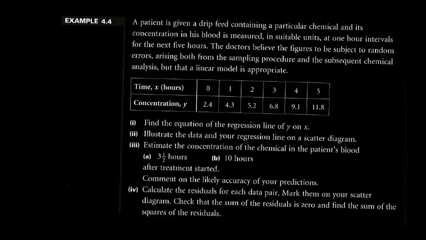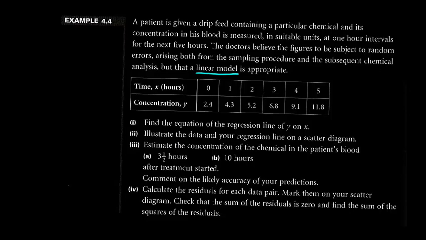A patient is given a drip feed containing a particular chemical. Concentration in his blood is measured in suitable units at 1 hour intervals for the next 5 hours. The doctor believed the figures to be subject to random errors arising both from the sampling procedure and subsequent chemical analysis, but that a linear model, and that's an important point they've made there, a linear model, so a straight line graph, is appropriate. So there's my little table.